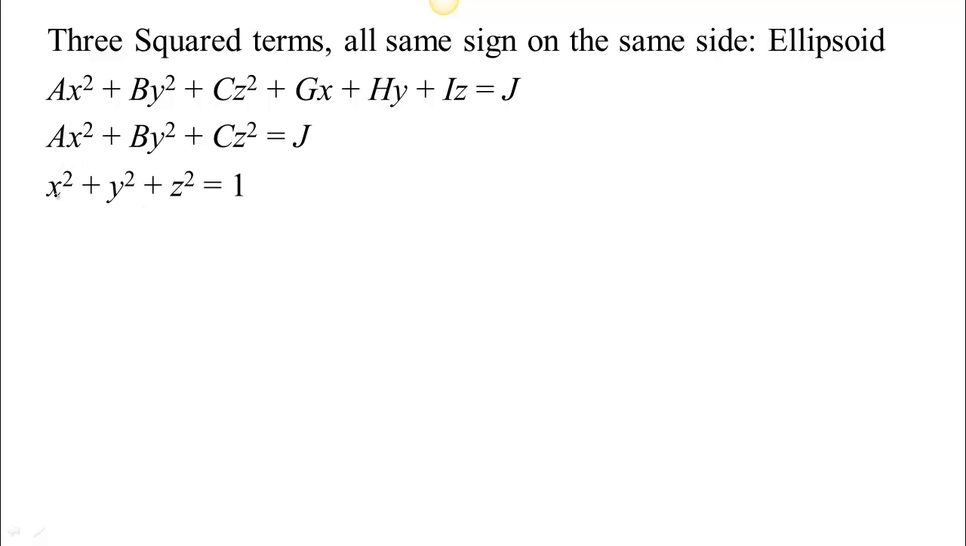Here, this might be an example. Let's say a, b, and c are all positive. So x squared, they're all 1 actually. X squared plus y squared plus z squared equals 1. Now you recognize that that's a sphere already, but think about what happens if you look at traces. If you set x equal to 0, you have y squared plus z squared equals 1. That's a circle of radius 1, so in the yz plane.